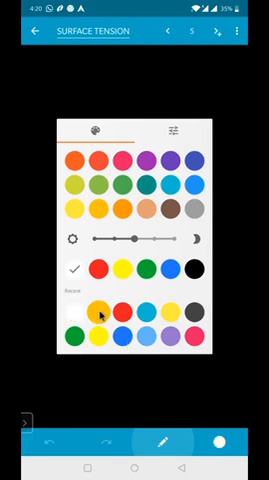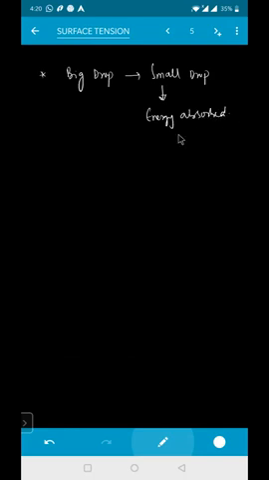Chalo, next one. Keep it as a star mark, beta. See here. Whenever a bigger drop gets converted into small drops, is energy released or absorbed? Energy is absorbed because temperature falls. Surface energy will be more. So when surface energy is more, temperature will fall.